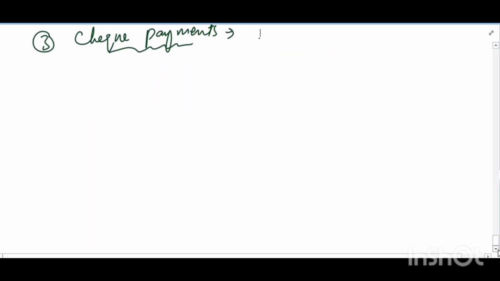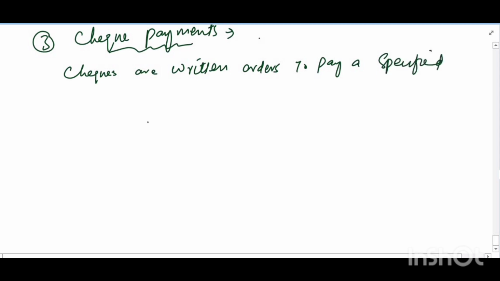Let me write here. A check is a written order to pay a specified amount from one account to another. Clear? Now, what are the advantages and disadvantages of this method?